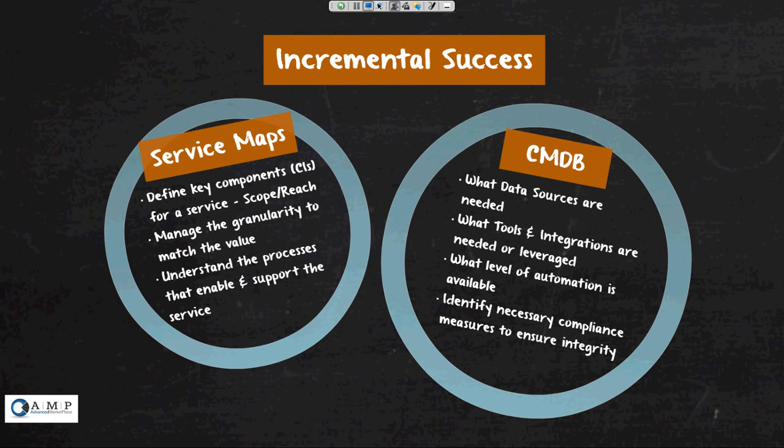Is IT actually going to take on support of the mobile app directly, or is that going to go somewhere else? If that's going to go, say, to the app dev QA group, then maybe that's part of where you draw the line in the scope and reach of this initial service map. You go, nope, that's still outside this. And get yourselves a manageable service map, and then, very important, manage the granularity to match the value.